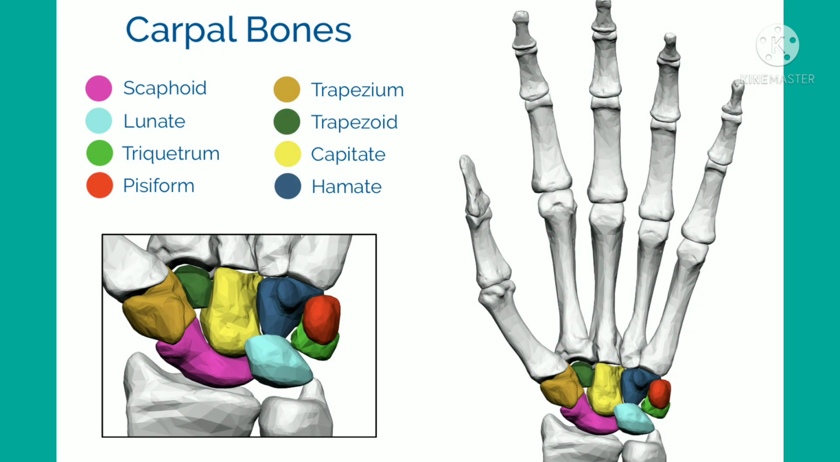The wrist connects the hand to the forearm. Each wrist or carpal consists of 8 bones. The palm or the metacarpal has 5 bones.